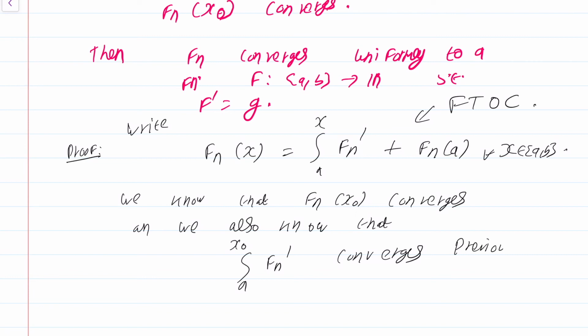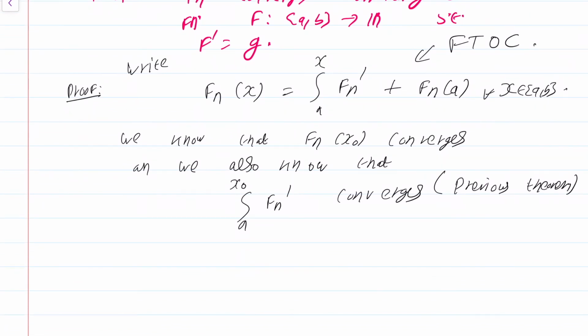Right? The behavior of uniform convergence under integration. Because of this, f_n(a) converges to some number, let's say c. Because f_n(x) converges, that's just hypothesis 2, and because the integral from a to x of f_n' converges, that's just hypothesis 2 plus the previous theorem, we must have that f_n(a) converges to some c in R.